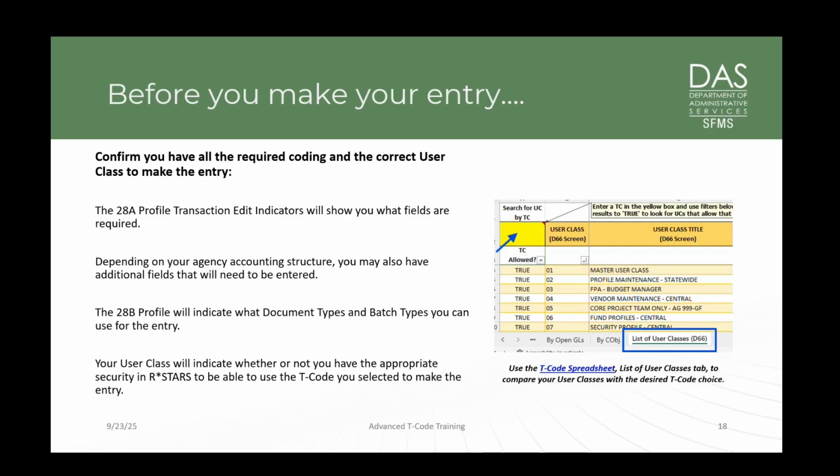But because I have no idea which T codes I can use with the user classes that I have, go back to your T code spreadsheet, and at the bottom, there's a tab that says use list of user classes. Click on that tab and put that T code up in the yellow box at the top and press enter. And again, filter your results to just true, and it will give you a whole list of user classes that can be used with that T code. And you can then check, this is the user classes I have, this is the T code that I want to use, and if it works with your entry, or if somebody else is going to need to make it.